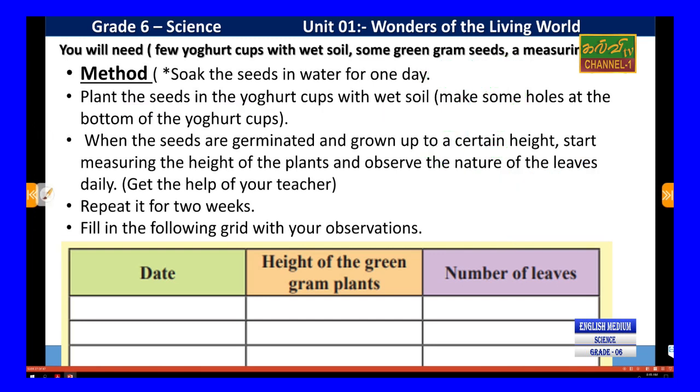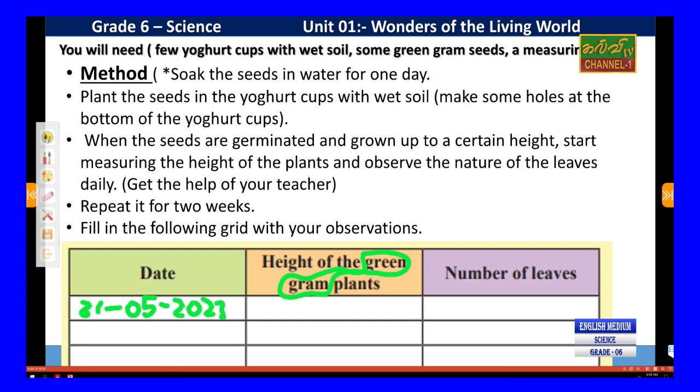Here they have mentioned date, height and green gram. Green gram means the seeds, right? Green gram is seeds, mungata or payaru. These green gram seeds and number of leaves. How many leaves are there? Say if you start on 31st of May 2023, then what happened?